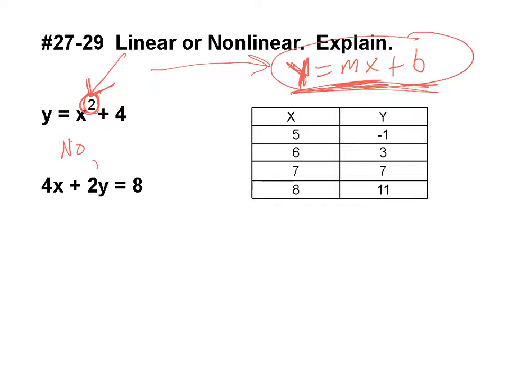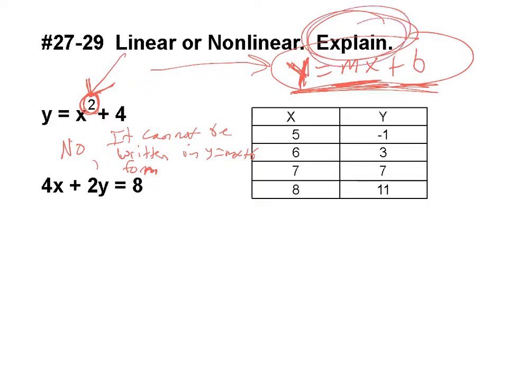Now, don't just say it's not linear. That doesn't really explain. Say it cannot be written in y equals mx plus b form. Make sure you say that. Some of you on the assignment where we had to do this wrote, no, it's not linear. That doesn't really explain why, though. When they say explain, you have to really explain why. So you have to say, no, it cannot be written in y equals mx plus b form, okay?